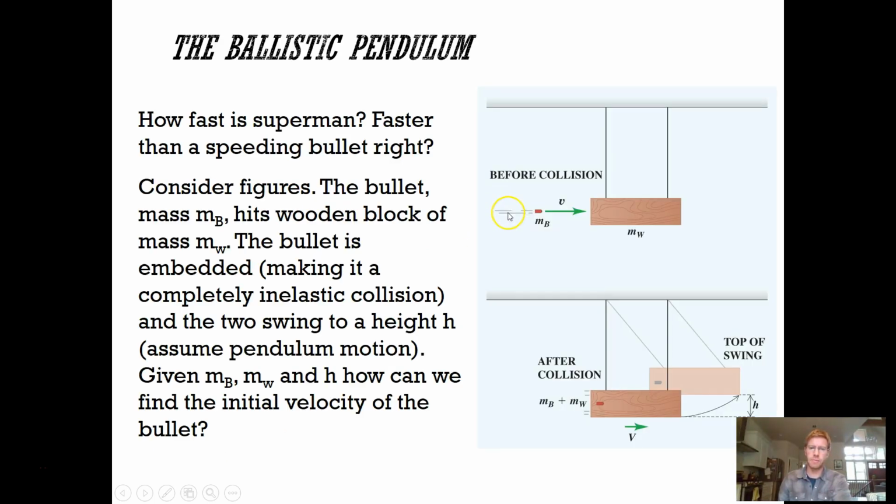So yeah, pretty fun. All right, so before moving on to the last new topic and application of momentum, I want to talk about one more example.